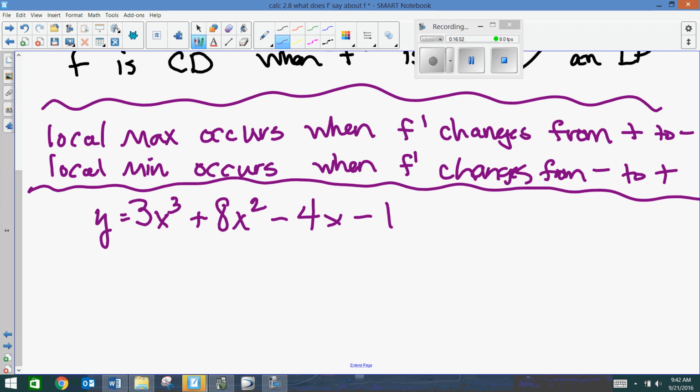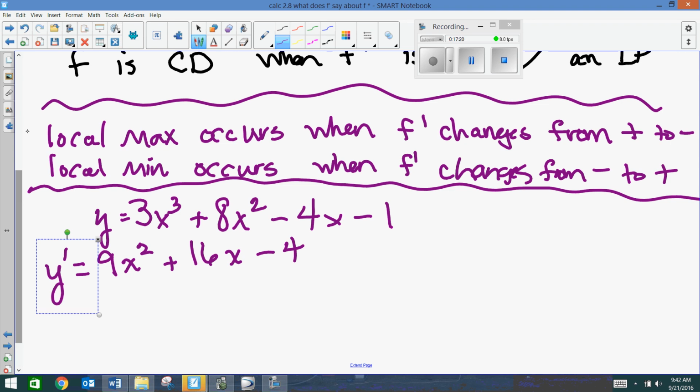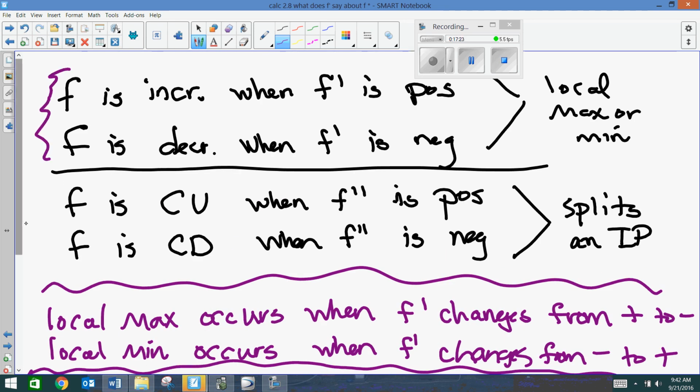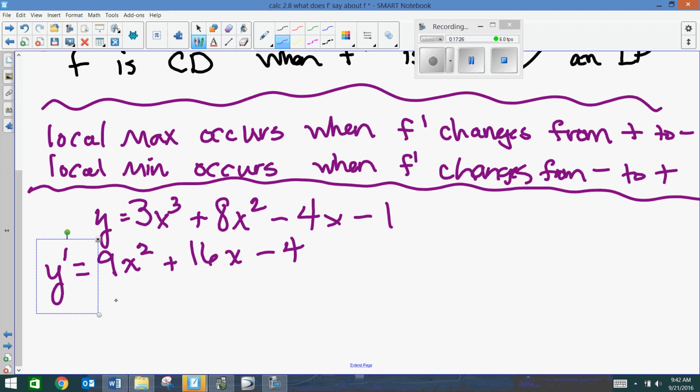Here we go. First we're going to do y prime. Pause it for a minute while you do y prime. All right, here we go: 9x squared plus 16x minus 4. Now we want to know plus or minus for increasing and decreasing. Before we can do that, we have to find the zeros, so y prime equals 0.